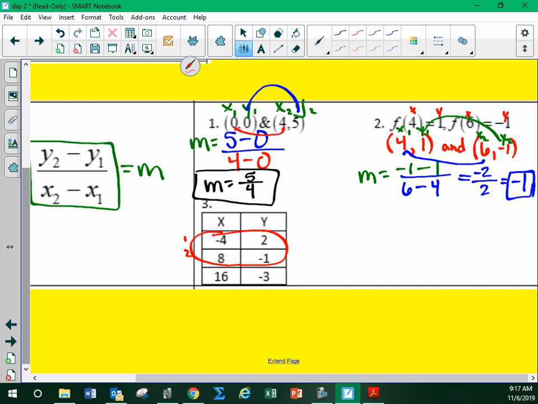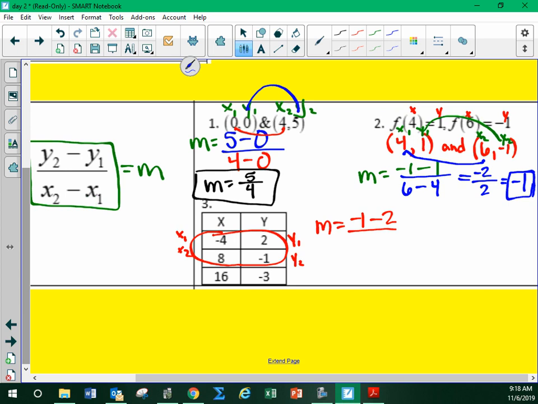So over here I have my x1, x2. This is my y1, y2. Again, if you don't like it in the table, you can write it as ordered pairs. My slope equation: y2 minus my y1. So negative 1 minus 2. And then x2 minus x1.